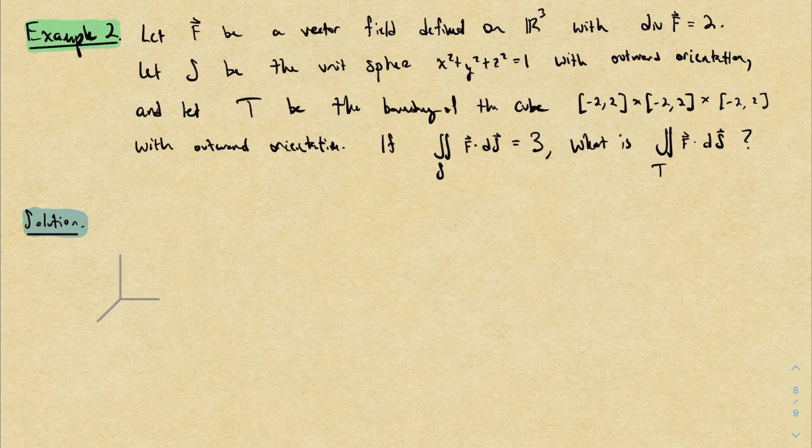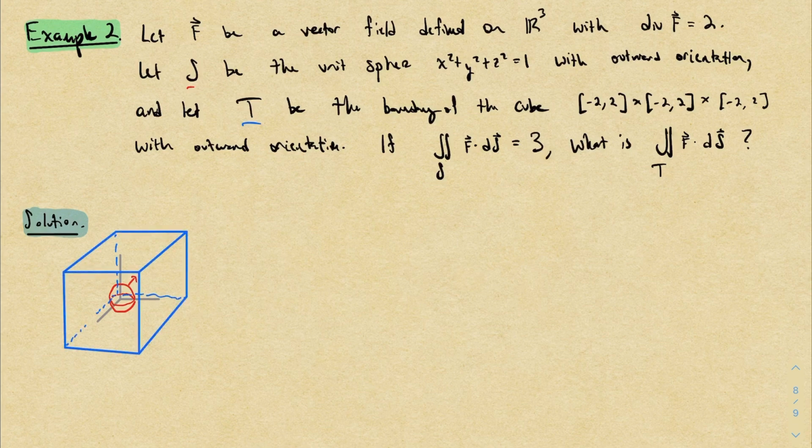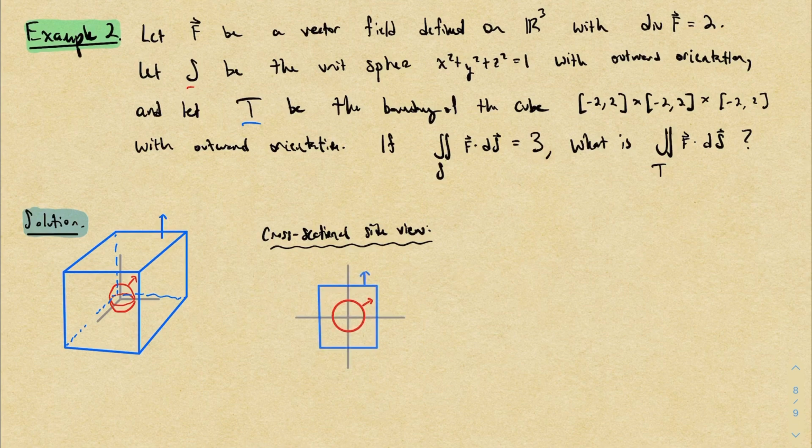But first, we have this sphere. It has outward orientation, so I'll draw an arrow like this. And then we have this cube. And I won't draw this precisely, and this cube looks way too big, but there's some bigger cube enclosing the sphere, and it also has outward orientation. Now, just to make things easier to think about, like I said, I'm going to also draw a side view, which you can think of as some sort of central cross section. This red circle would represent the sphere, and this blue square represents the cube.